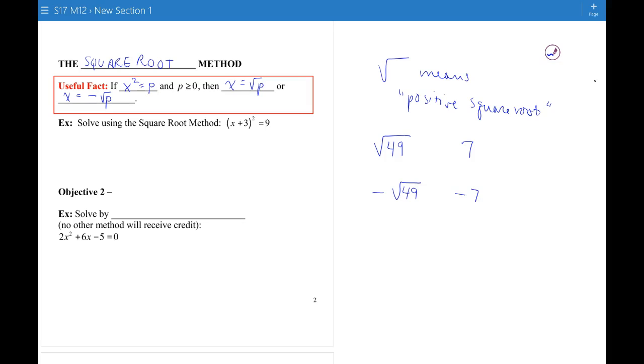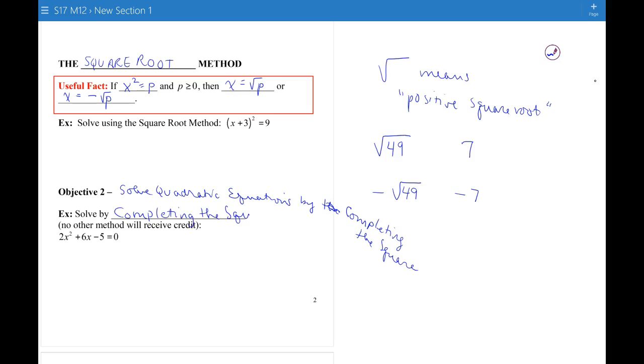So using the square root method, we'll solve this equation together in class and go on to objective 2, which is solving quadratic equations by completing the square, sorry. I wish I could remember from one moment to the next. By completing the square. Okay, so the directions are going to say solve by completing the square.